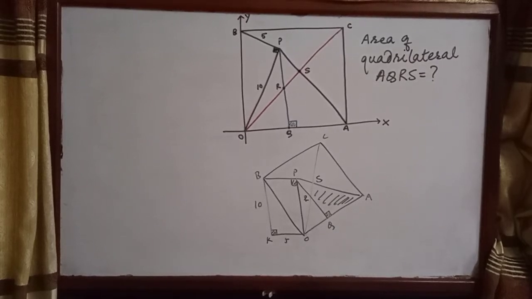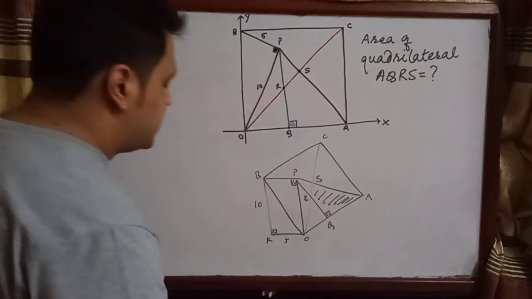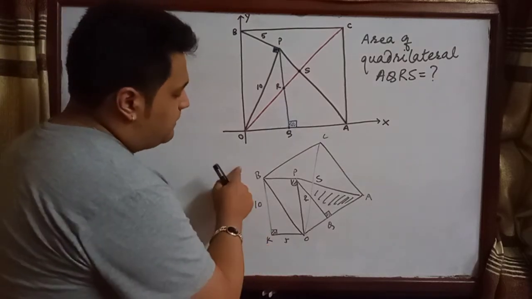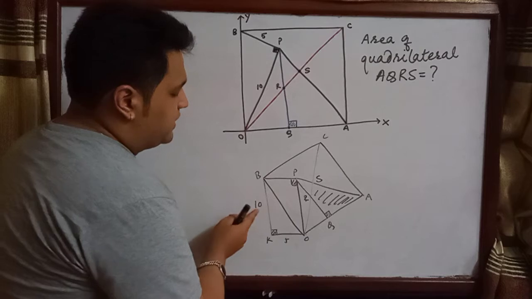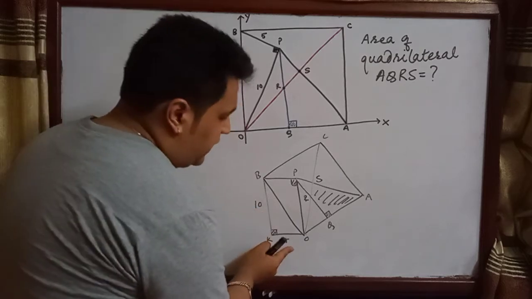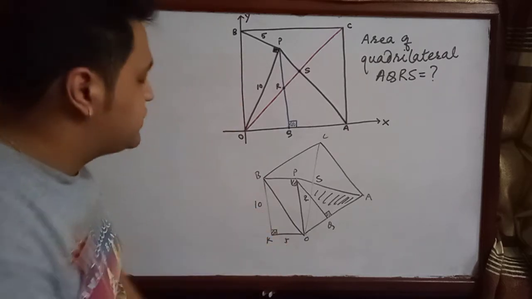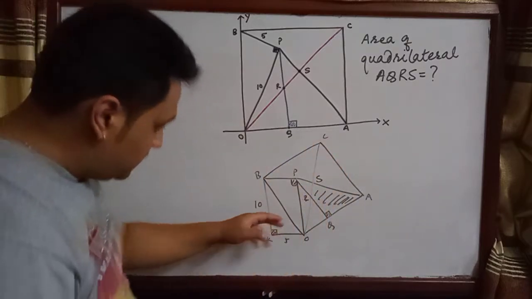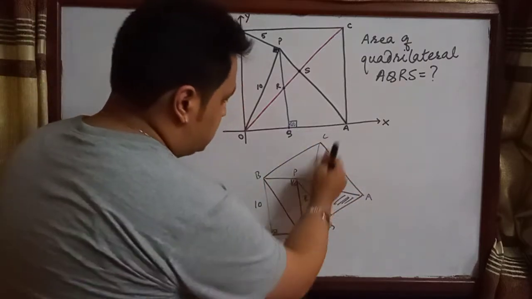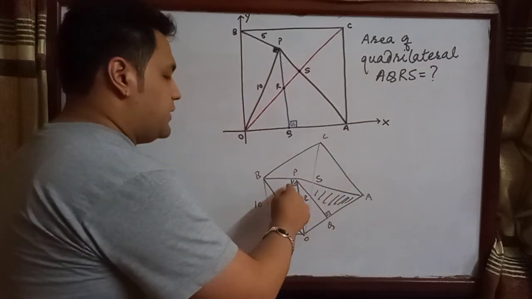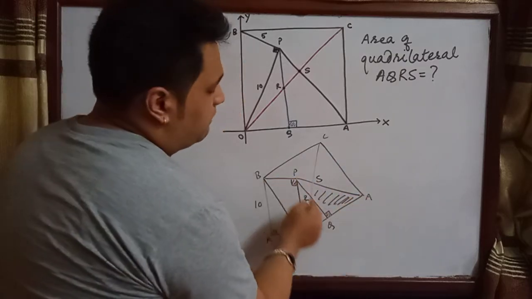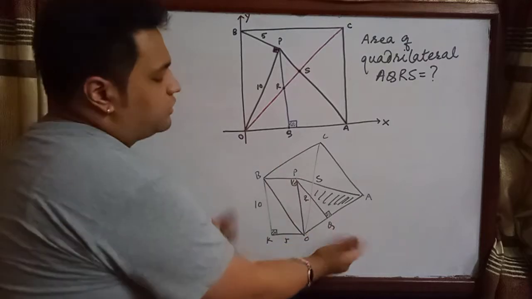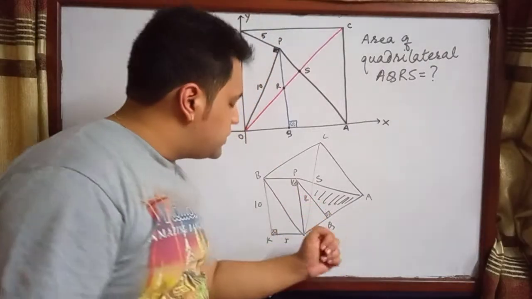Hello everybody. Let's discuss another interesting question. What we are given is a rectangle KBPO with dimensions 10 and 5 like this. And we also have a square OACB like this. OC is a diagonal obviously, and we have a triangle being completed and a perpendicular as shown in the diagram.